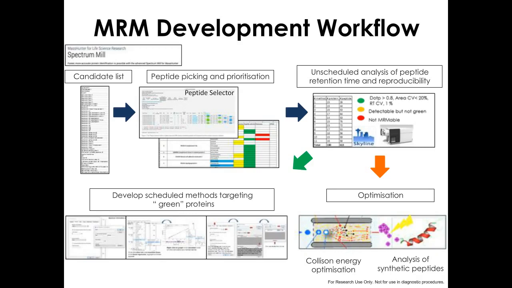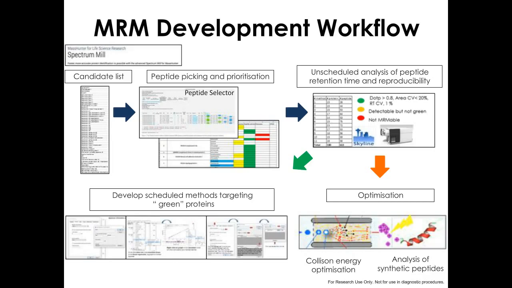And we found that it's very helpful in going through this process to use Spectrum Mill from Agilent. It's a very robust approach for identifying peptides, and the peptides that are prioritized by Peptide Selector in our hands turn out to be ultimately very good peptides for measuring the proteins by MRM.